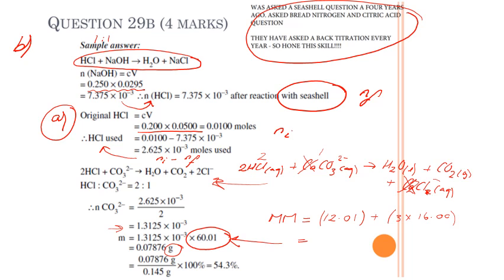Now to get this to a percentage of mass, you have your grams that you've calculated. They've also told you the original mass of the seashell itself. To get that to a percentage, simply divide and times by 100. As we said, back titrations are asked every year, and it's all about reading the question.